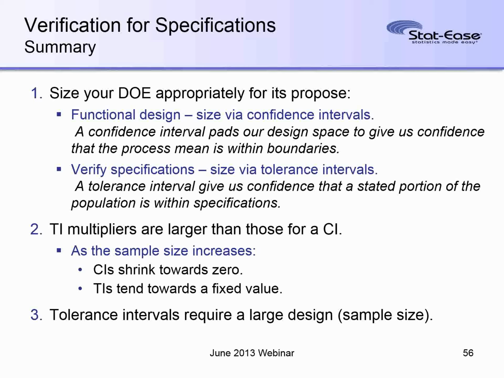So the TI multipliers are always going to be much bigger than the CI multipliers. CIs will shrink towards 0 as the sample size increases, but the TIs will not. It will shrink towards the normal score times standard deviation. This means to get tolerance intervals within reasonable limits, you will require a large design. And there's only so small tolerance intervals can get. So be warned, if you try to make your process behave better than it actually can, the design will tell you there's no solution.